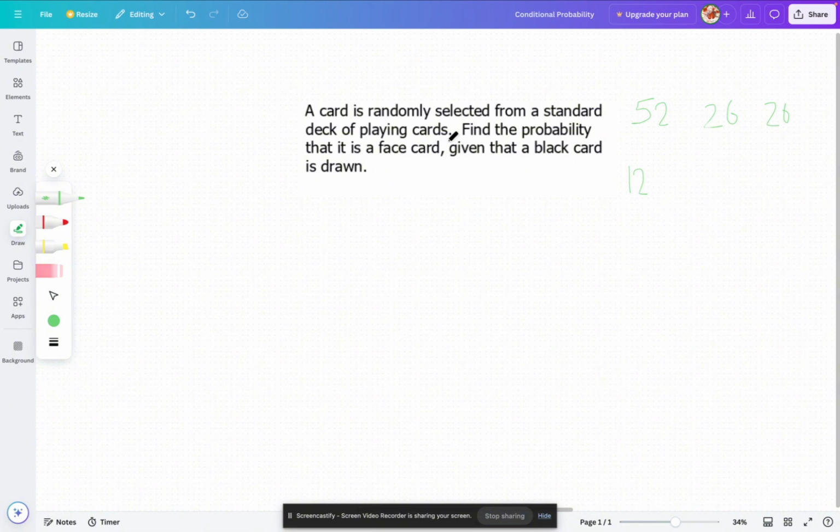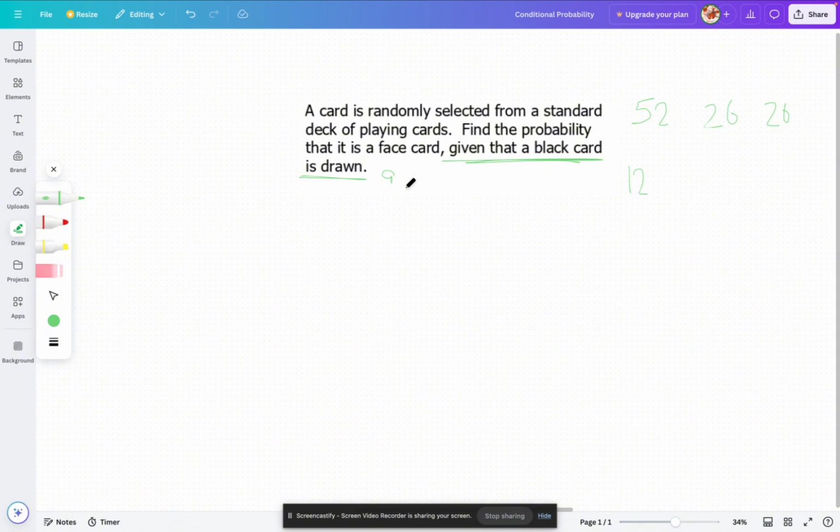So your A value is always going to be the given, right? You know for sure that this is something that will appear. It's something that is a known fact in this probability equation. So what is given to us is that a black card has to be drawn. So we're going to label this as your A value.